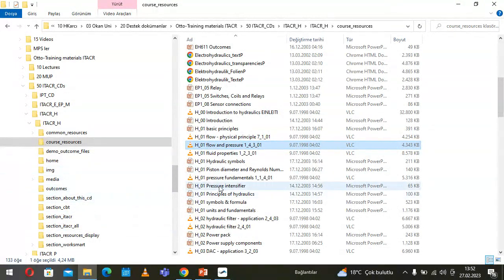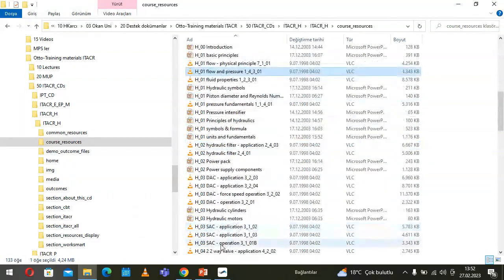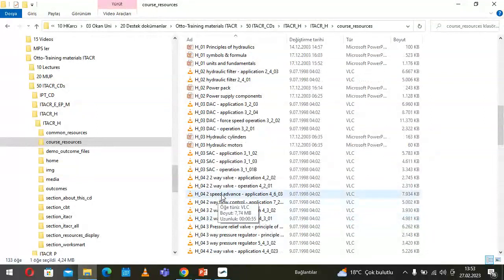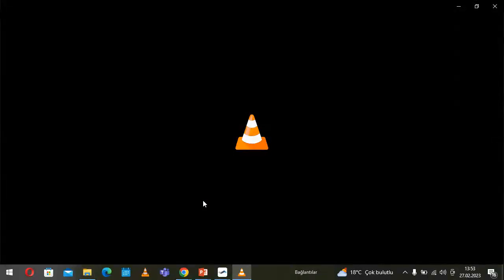So, okay, it was the relation between pressure and flow rate. And then, I want to see pressure fundamentals. Let's see what is pressure. Hydraulic filter, no. Power pack. Applications. The speed advance. Okay. Speed. Applications. Let's see that. How can we control the speed?